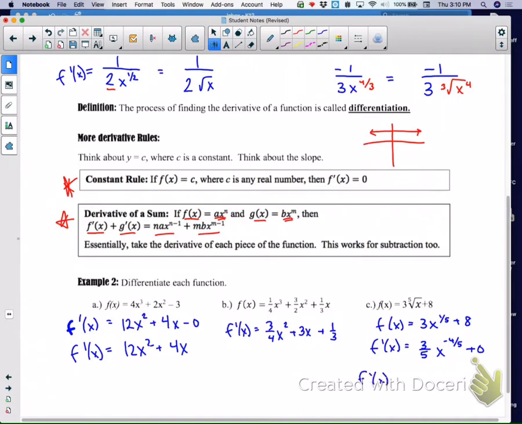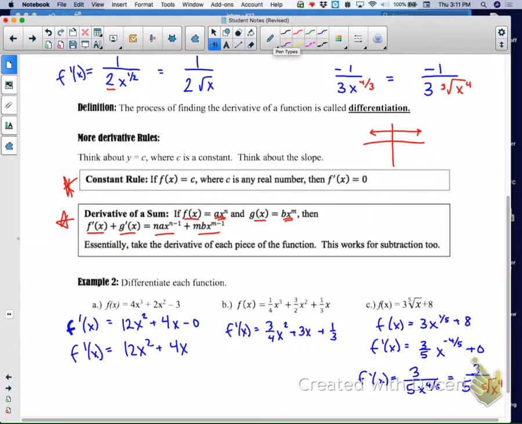Rewrite this because I'm not allowed to have a negative exponent. So 3/5, put the 4/5 down there. Okay, or again, if you would rather, 3/5 times the 5th root of x to the 4th. Either one of those would be acceptable. Now, this is a little hard to see here. This is a 5, not a 6.